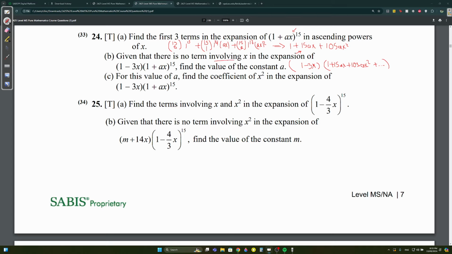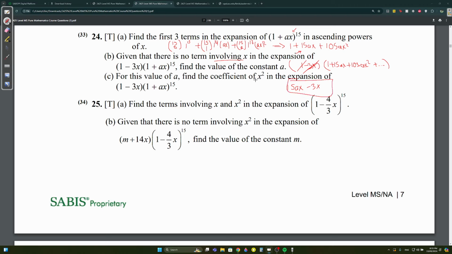So we want no x term. What will get me an x term to make your life easier? 1 times 1, does that give you x? No. 1 times 15ax will get me an x term. 1 times ax squared, it's going to get me a square. I don't want that, so I'm done with that one. Minus 3x times 1, will that get me an x term? Yes, it would. Minus 3x times ax will get me x squared, but we don't want that, so we're done here. And then x times x squared will get me cube. So I don't want that. This is all I have.